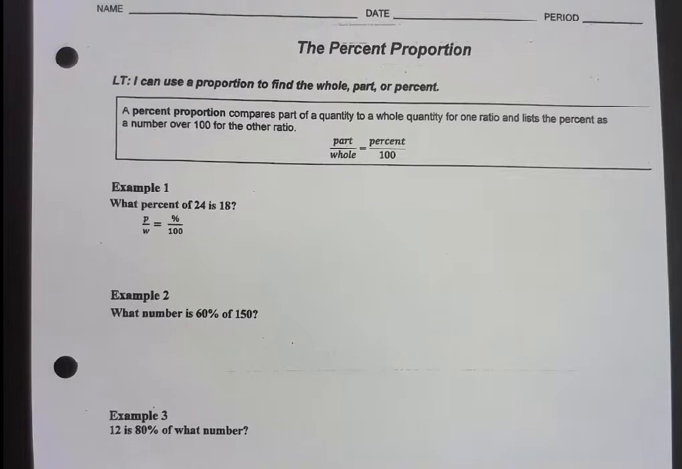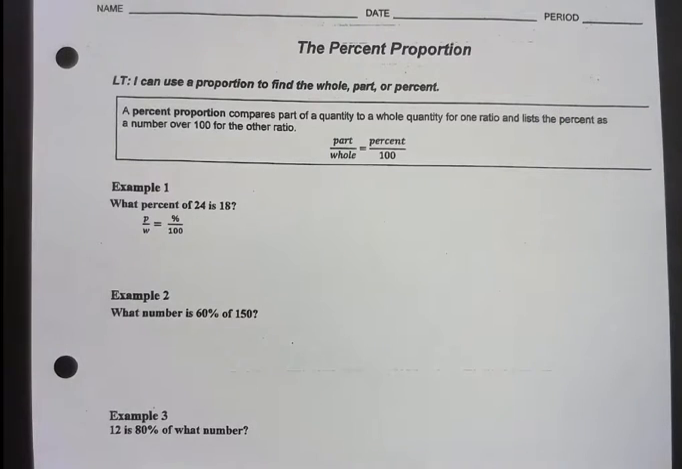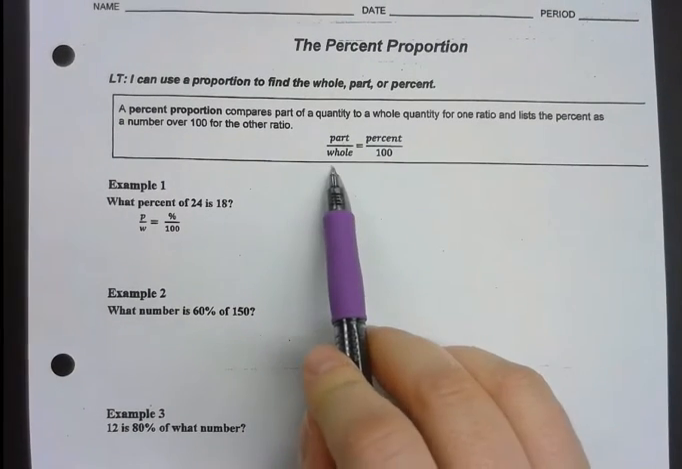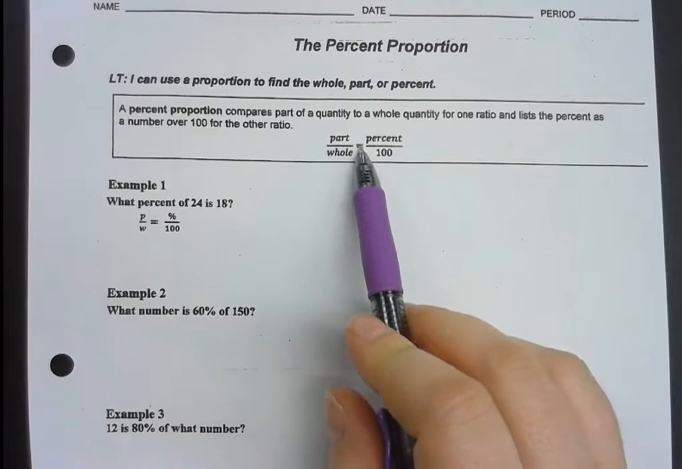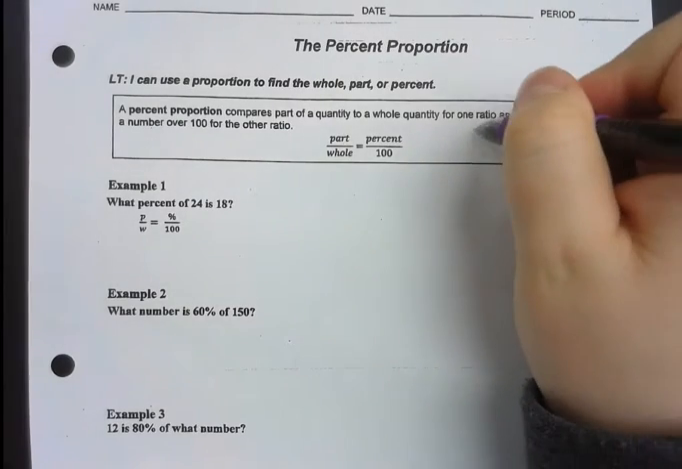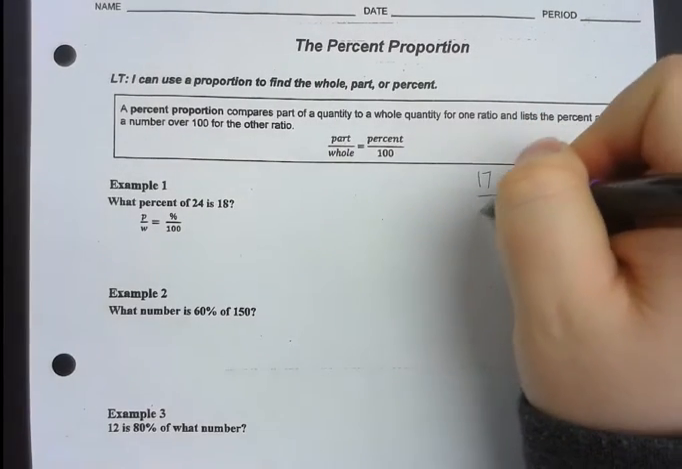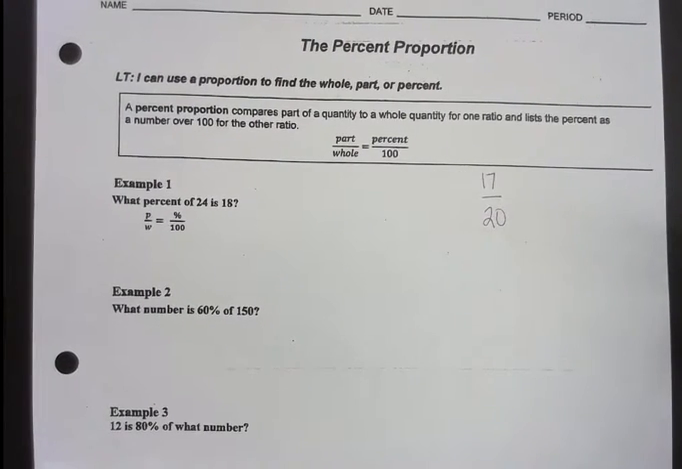Okay, so today we're going to be talking about the percent proportion. It's going to start our percent unit. So we're going to be looking at the percent proportion that says if we have a part over whole, that equals percent over 100. For example, if you get a 17 out of 20 on a test, that means you get an 85%.